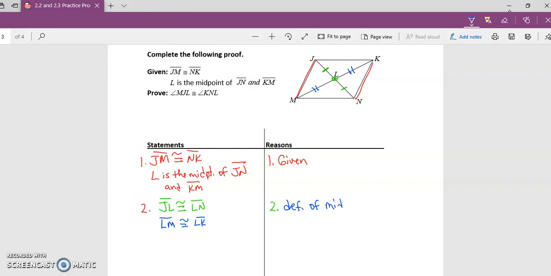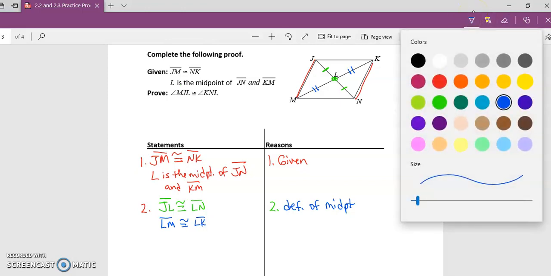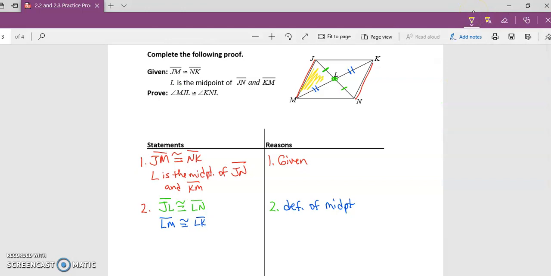So again, it would just be the definition of midpoint. If you have a midpoint, it's like a bisector for segments. It divides that segment into two equal pieces. Now look at the pieces that we have. What we actually have now is that these two triangles are congruent by side, side, side.